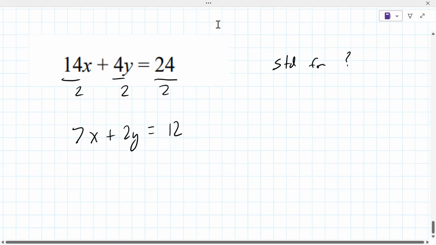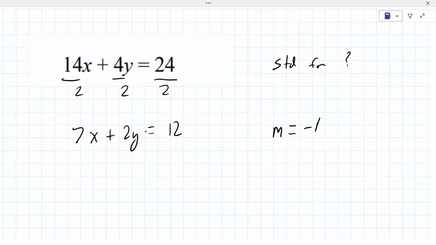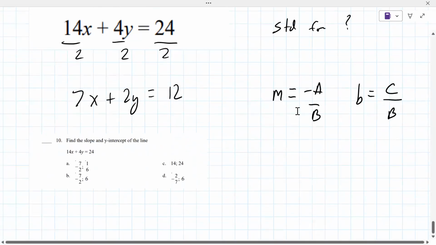So that's just a little minor thing there. You remember I told you the slope is minus a over b? Yeah. The b value is c over b as well. So occasionally you get a problem like this one, where if you know those formulas, you can more quickly do it rather than actually solving the equation for y. You can just use these relationships to figure them out.